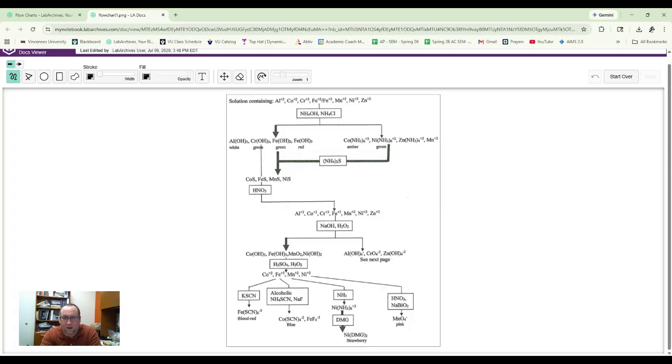And you're familiar with the permanganate ion. We've worked with it a couple of different times. It gives a pinkish to purplish kind of color depending upon its concentration.